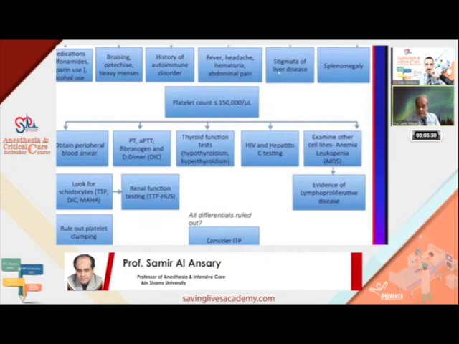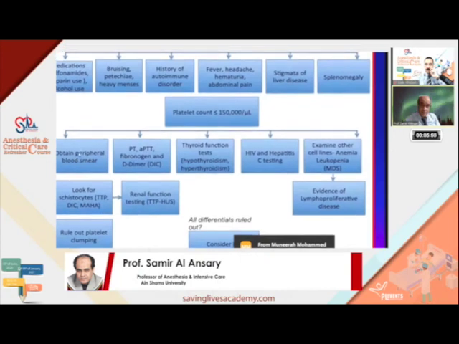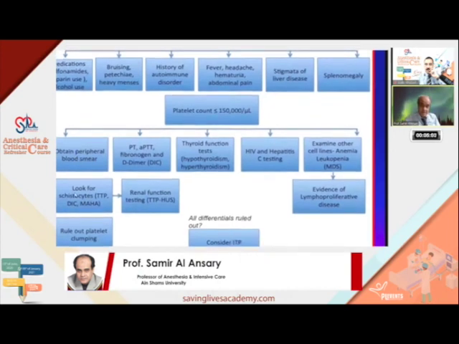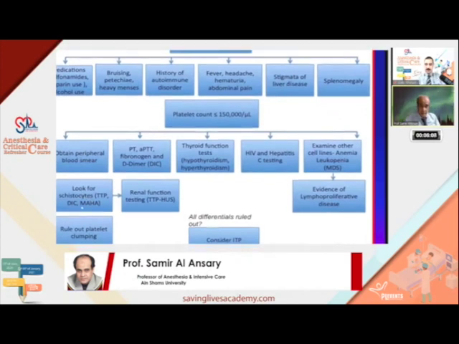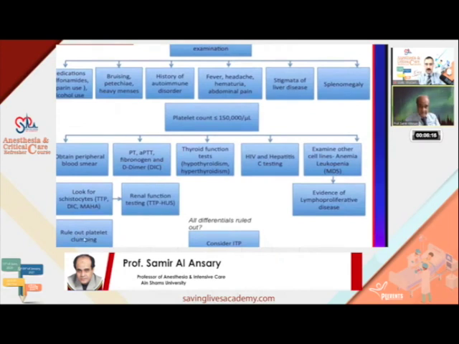Look for stigmata of liver disease. These are common. Cirrhotic patients suffer from thrombocytopenia, and splenomegaly causes sequestration of the platelets, leading to thrombocytopenia also. Obtain the peripheral blood smear. It is very important to check for any schistocytes or any signs of hemolysis, like in cases of TTP and DIC and microangiopathic hemolytic anemia. Also rule out platelet clumping, as I told you in the previous slide.